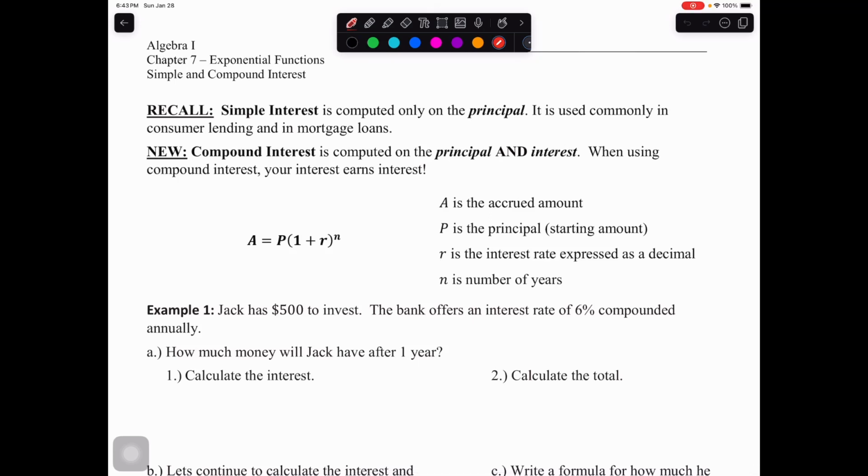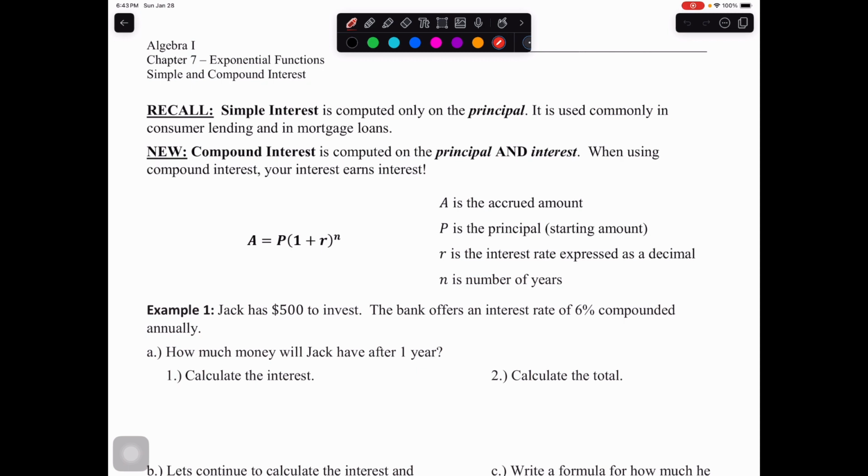Our next lesson is called Simple and Compound Interest. First, I'd like to recall that we already discussed simple interest in a prior chapter. Simple interest is computed only on the principal, so it is used commonly in consumer lending and in mortgage loans. If you recall from principal interest, we gained the same exact amount every single time.